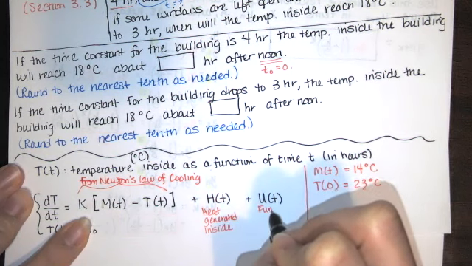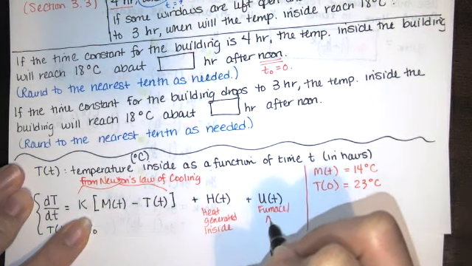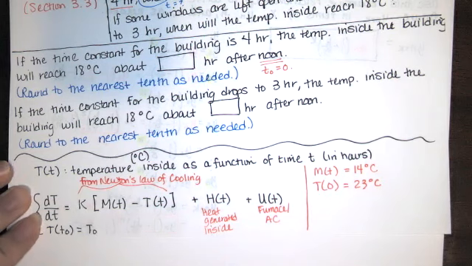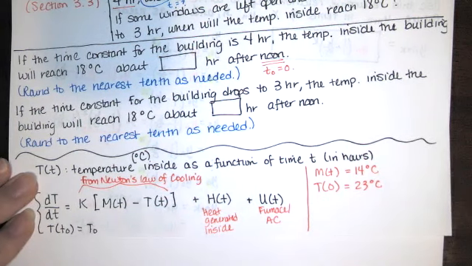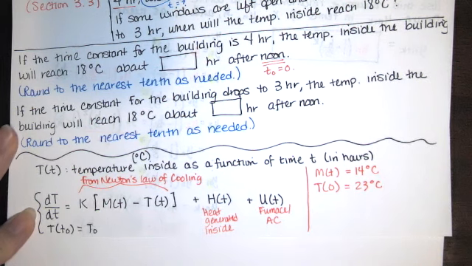This is either heat generated by a furnace or cooling generated by an air conditioner. And then we've got Newton's law of cooling. But people are leaving at noon. So we're assuming, and this is quite an assumption, that there's no heat being generated inside because the people are gone. We're also assuming that because the furnace has been turned off, U of T is 0.